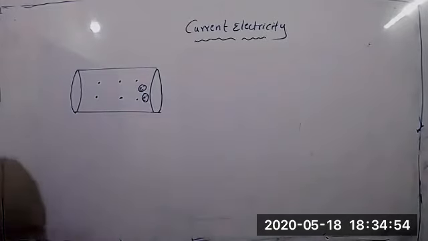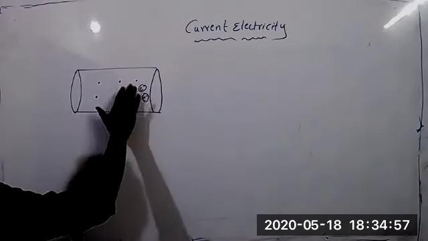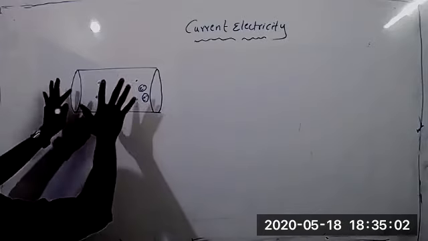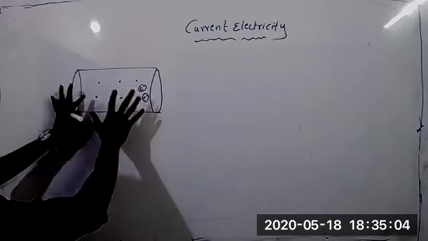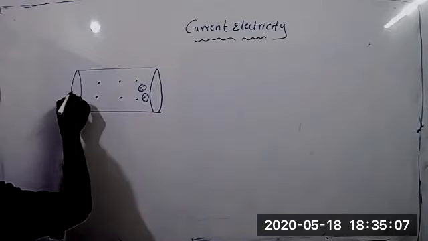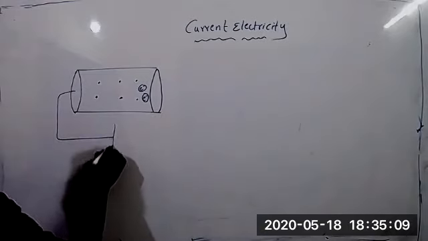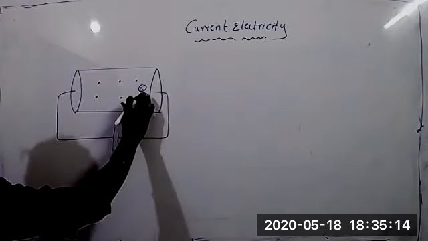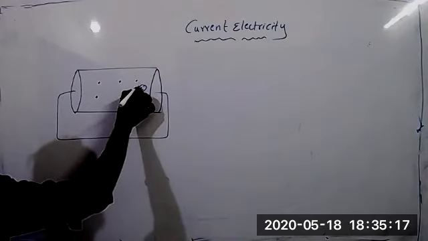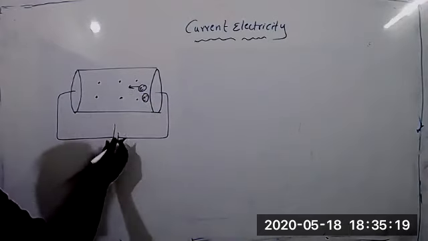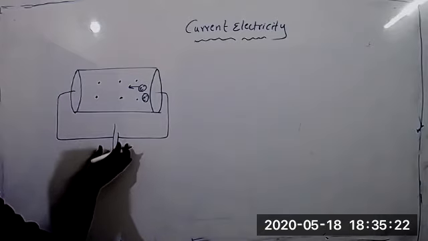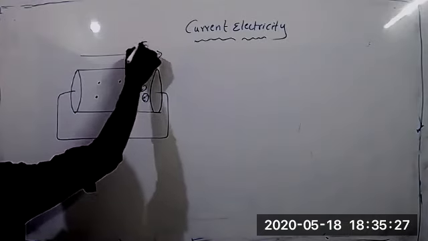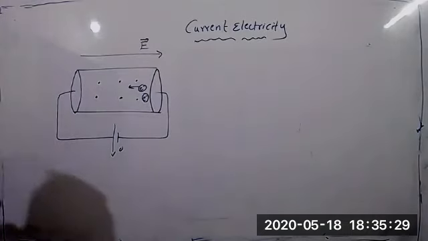Now see, this is a conductor. In this conductor, some particles are there and electrons are there. These electrons will move randomly before applying any external force or potential difference. Once I apply potential difference across the conductor, these electrons will flow in this direction. When I apply potential difference, an electric field will develop, from positive to negative. This is what we know.